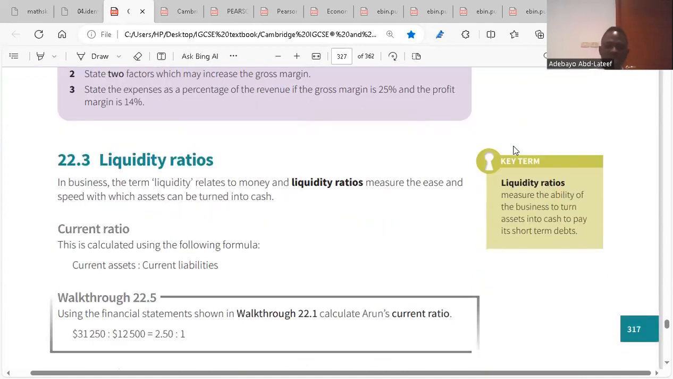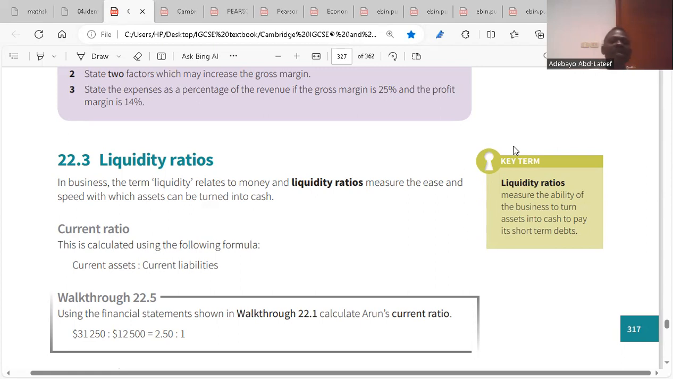So we go to liquidity ratios. When we talk about liquidity, we're talking about how often the business can have cash. That's liquidity. Do you understand? Yes. How easily the business can turn assets into cash. Because when the business is not liquid, it means the business does not have cash flow. Do you understand?